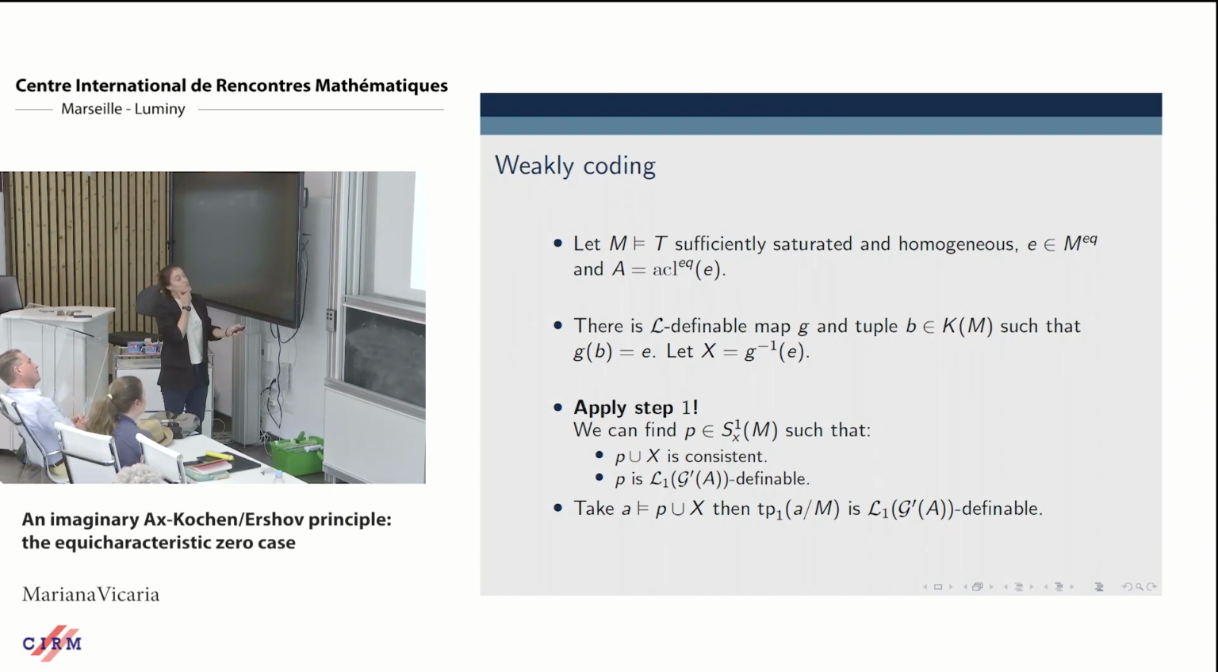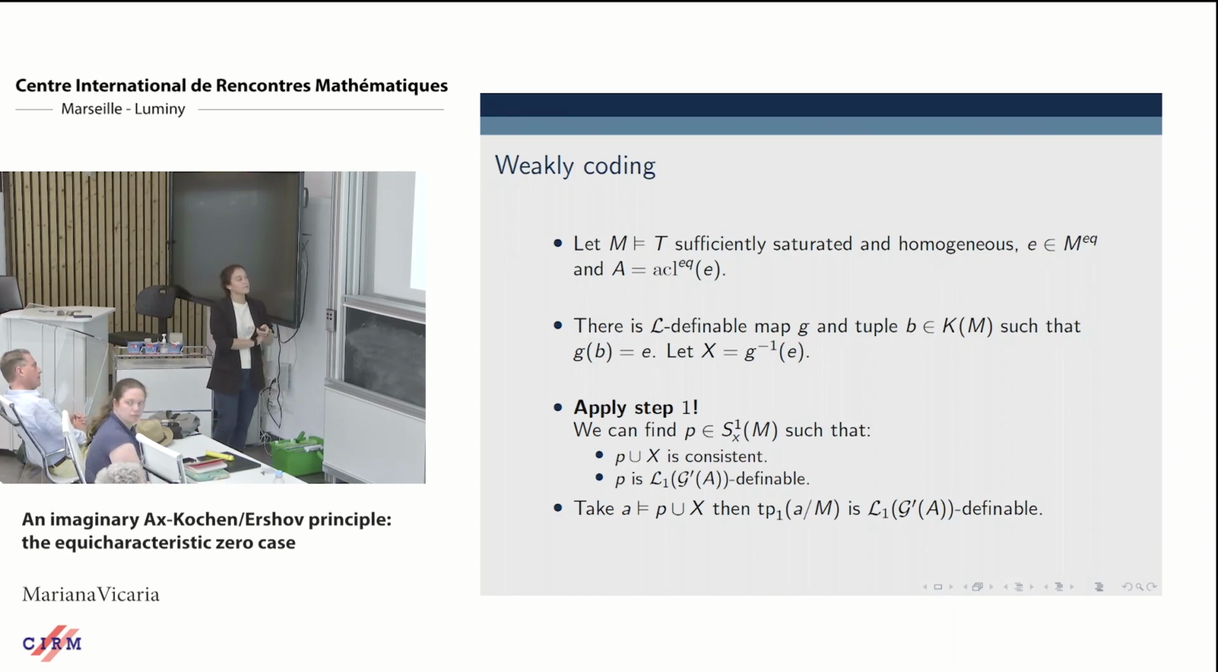So now you're going to apply the first step, right? So the first step is in essence allowing you to find a type in the reduct that is going to be consistent with X, and its canonical base lies over the trace of A of the stabilizer sorts and the EQ expansion of the value group. And what happens? Always that you take a realization of this partial type, this realization is going to lie in X, and is going to be a realization of P. So in particular, the type over the reduct is going to be definable over the trace of the A of the geometric sorts and the EQ expansion of A of the value group.